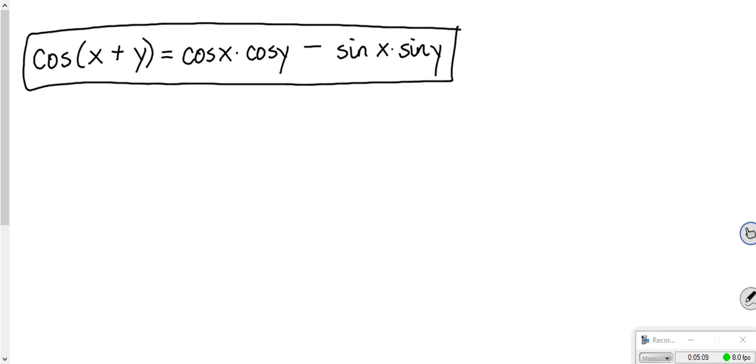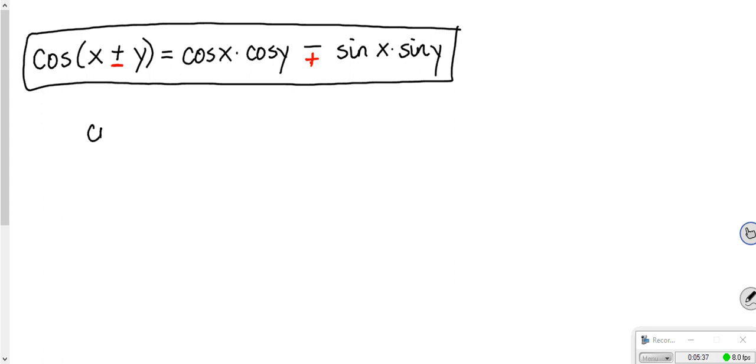Okay, now let me also say that's the sum formula. The difference formula, if you change this sign to a minus, you change this sign in here to a plus. That's the only thing that changes between the sum formula and the difference formula. And again, let me do kind of the same practice problem. This is actually problem number 4 in my homework.